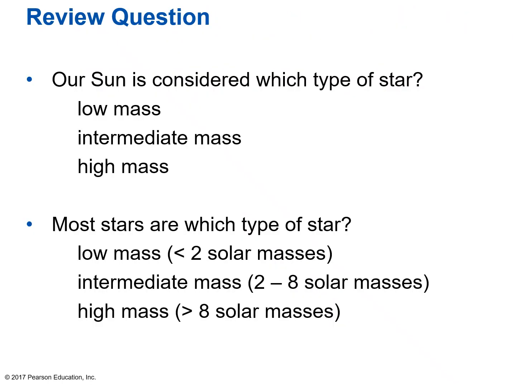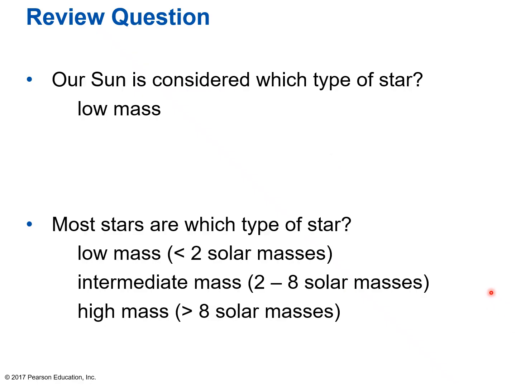And so first, let's remind ourselves of some things. First of all, review question. Our sun is considered which type of star? Do you remember? And it's a low mass star. Now you have to remember the categories. What does it mean to be low, intermediate, or high? And you can actually look down below and it defines for you those categories. We define a low mass star as less than 2 solar masses. So the sun by definition is 1 solar mass. So yeah, it is classified as a low mass star.